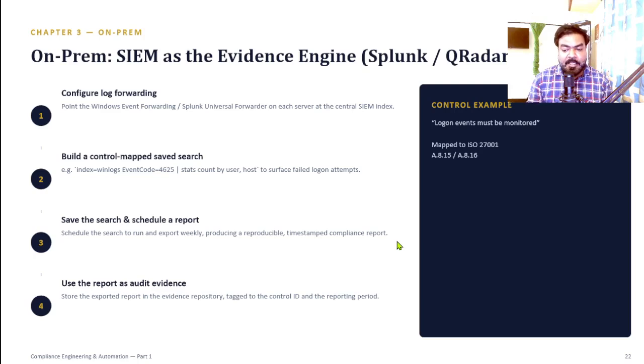Schedule that search to run and export weekly so it produces a reproducible timestamped report every time. Then store that report in your evidence repository tagged to the control ID and reporting period. In this example, the control is login events must be monitored, which maps directly to ISO 27001, A.8.15 and A.8.16.